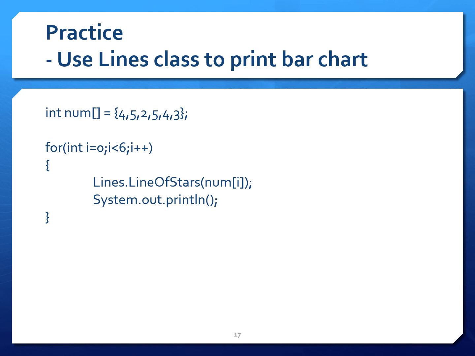This program prints a bar chart using the integers in the array and the method lineOfStars in the Lines class. We just need to focus on the loop to call the lineOfStars method to form the bar chart. There is another loop inside the lineOfStars method, which we need not pay attention to. Pause the video and code this example.